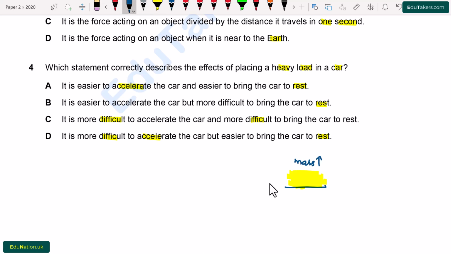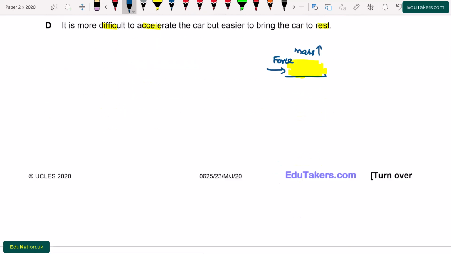then we require a greater force to accelerate this system. So here I require a greater force. That's why it is very difficult to accelerate as well as to bring the car to rest. So from here option C is correct. That is, very difficult to accelerate the car and more difficult to bring the car to rest.